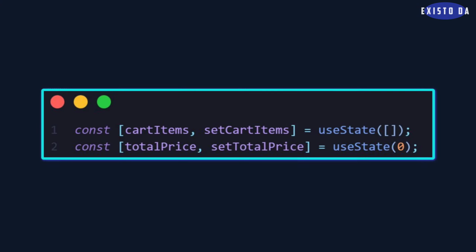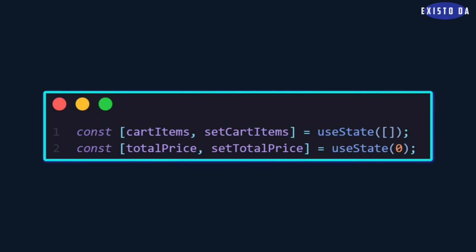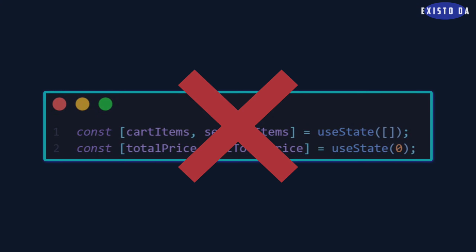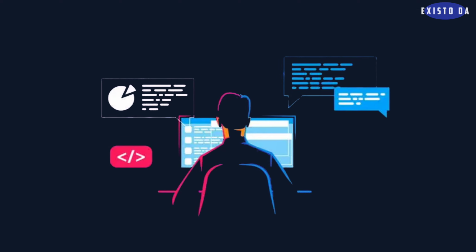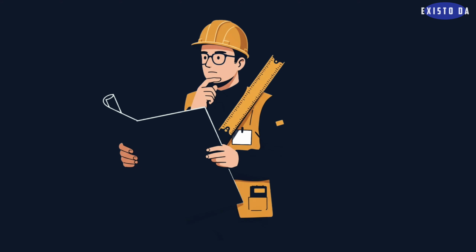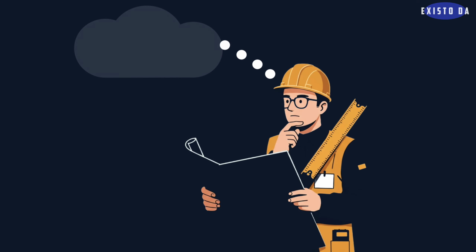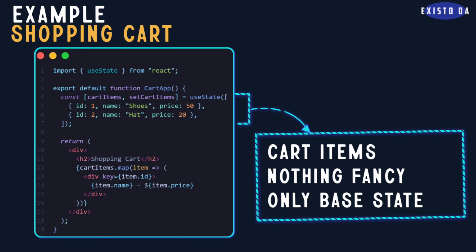If you are storing derived values in React state, then you are creating bugs in your app, and most developers don't even realize it. Today, I will show you how senior engineers think about derived state in UI logic. We have a simple cart with items, nothing fancy, just base state. Now we evolve it step by step.